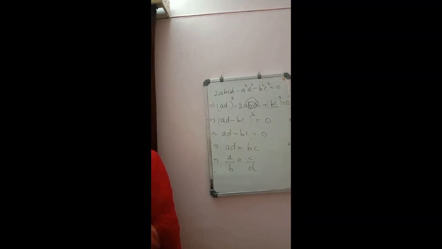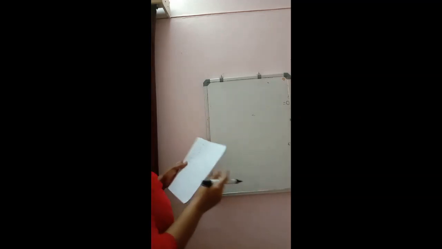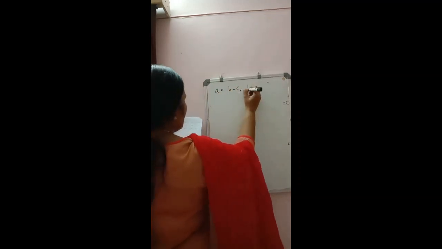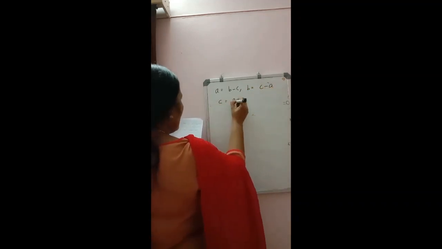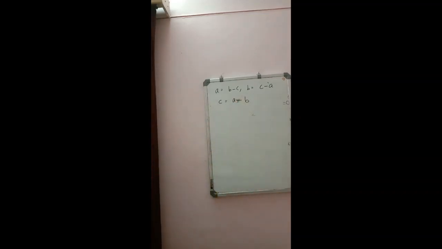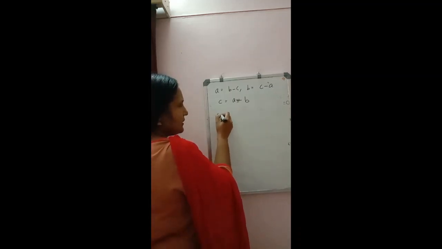The question is, if the roots of the equation (b − c)x² + (c − a)x + (a − b) = 0 are equal, then prove that 2b = a + c. So we can check, in place of A we have b − c. In place of B we have c − a, and in place of C we have a − b. So again write down the condition for real and equal roots. We have b² − 4ac = 0.